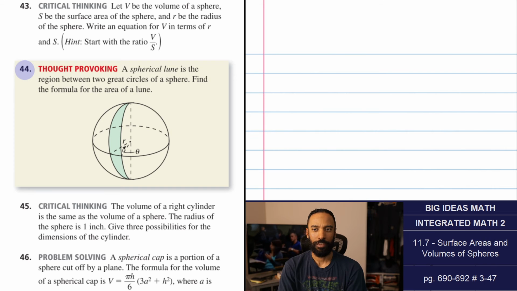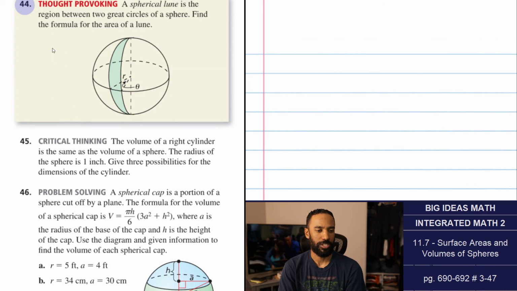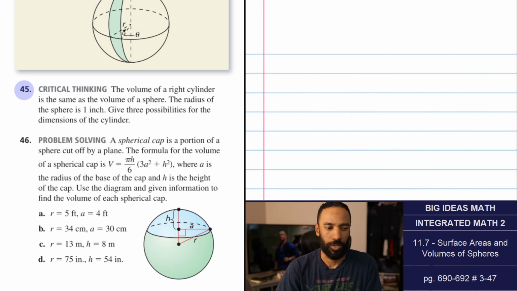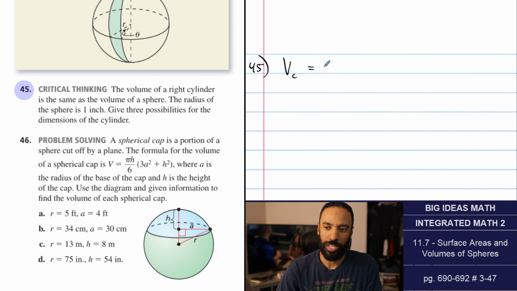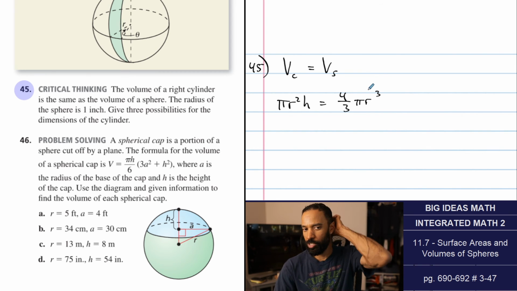All right, number 45. 45, 46, 47. We're on the last page. The volume of a right cylinder is the same as the volume of a sphere. Okay, so 45. Volume cylinder equals volume sphere. I'm already thinking of area of base times height, pi r squared times height, equals 4/3 pi r cubed. The radius of the sphere is 1 inch. Give 3 possibilities for dimensions of the cylinder.